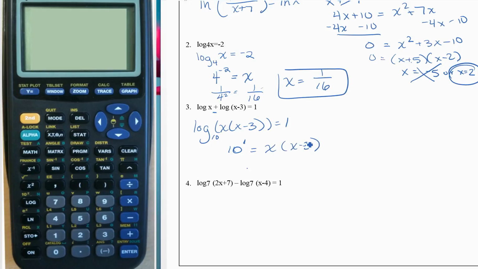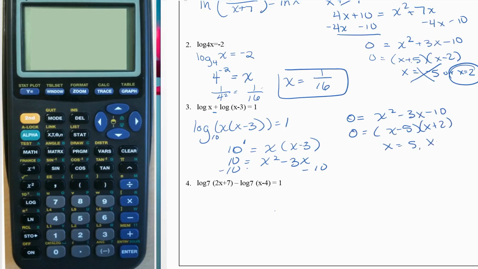And we want to solve that equation. So we're going to distribute the x. We'll have 10 equals x squared minus 3x. We're going to subtract 10 from both sides, so we get everything on one side. So I'm going to have 0 equals x squared minus 3x minus 10. This is going to factor as x minus 5, x plus 2. So I'm going to get x equals 5, x equals negative 2.